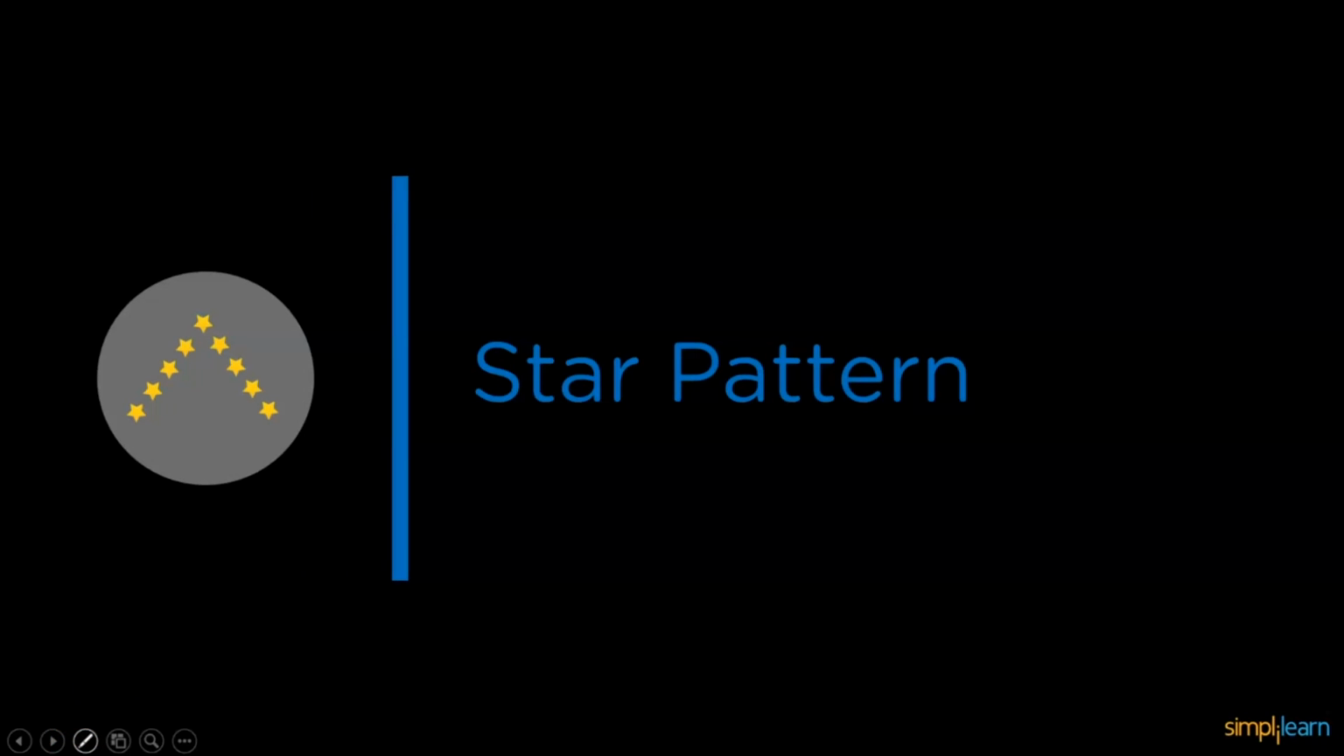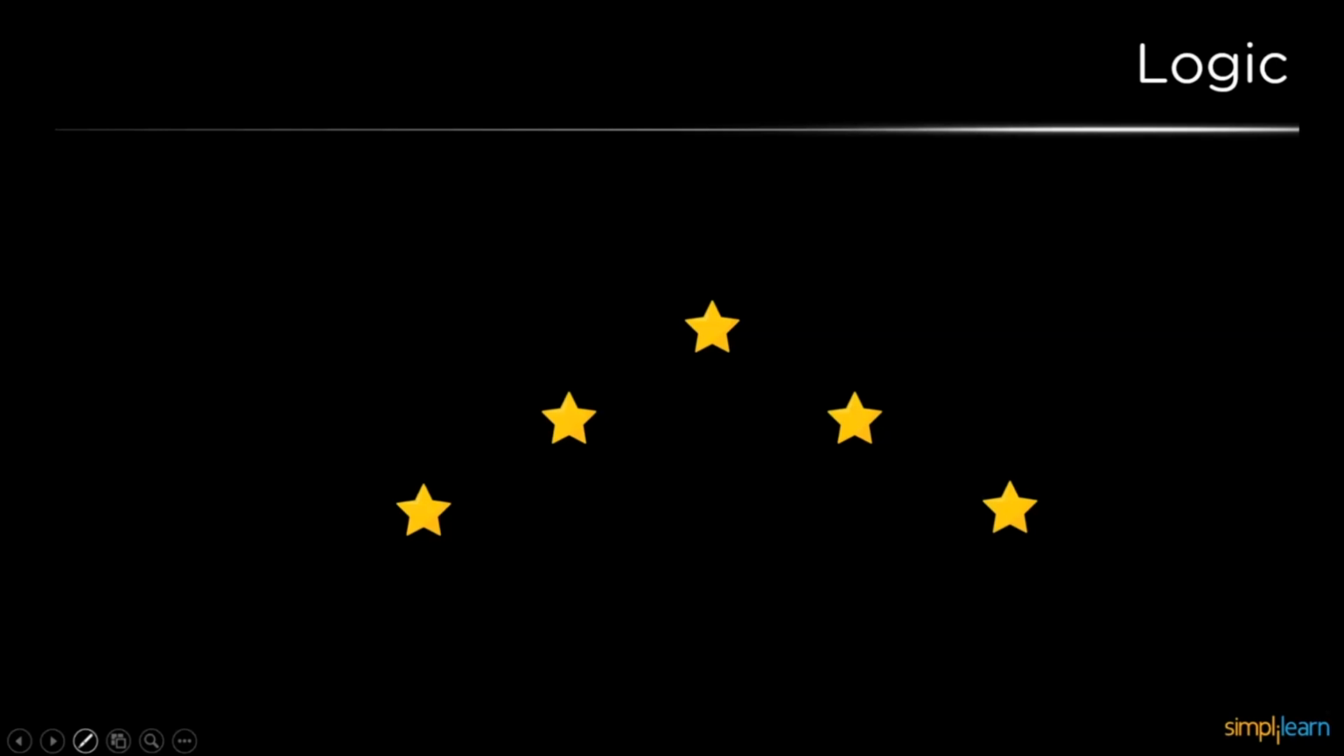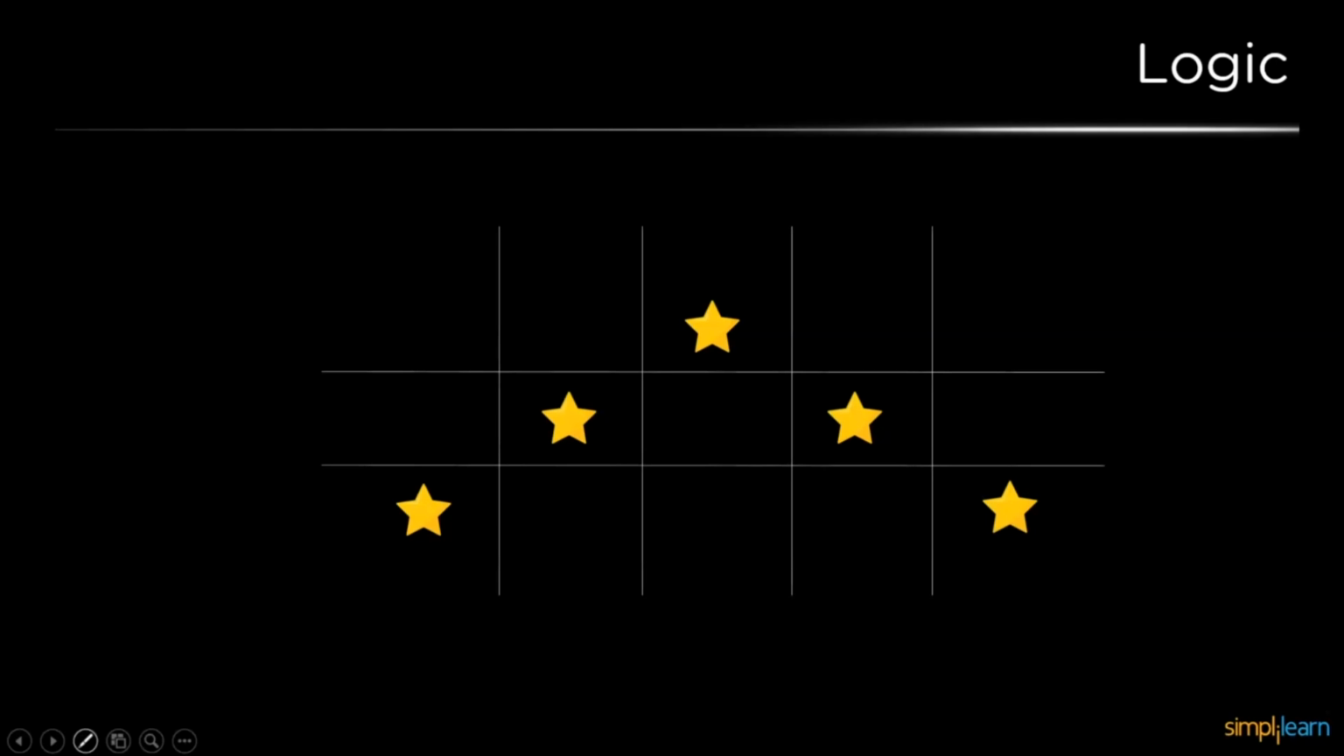The next pattern that we have is the inverted V pattern. So let's have a look at the logic. As you can see, this is very similar to our pyramid pattern, but the only difference is that we don't have a star here. So now let's have a look at the code.